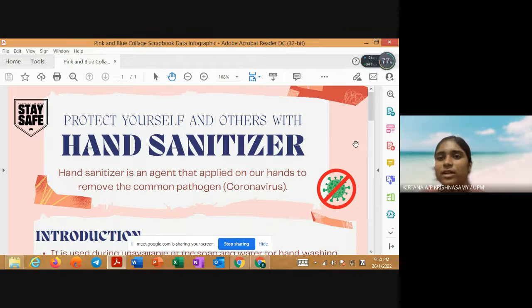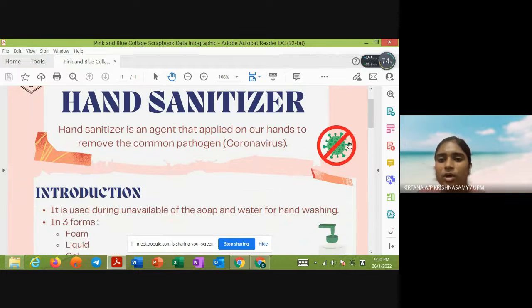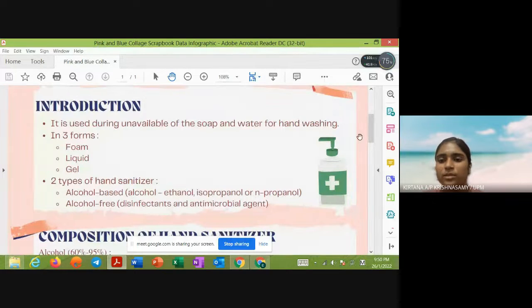So the title of our infographic is "Protect Yourself and Others with Hand Sanitizer." When we talk about hand sanitizer, we know that it is an agent applied on our hands to remove common pathogens. Nowadays, in the pandemic of COVID-19, the pathogen involved is coronavirus, and we can protect ourselves using hand sanitizer to remove this pathogen called coronavirus. For the next part, the introduction, I pass to the next member.